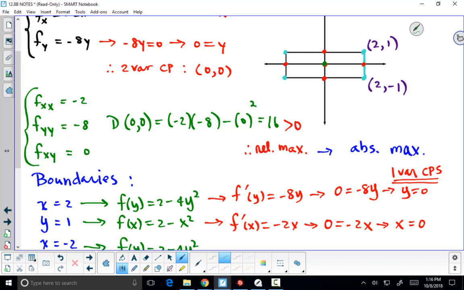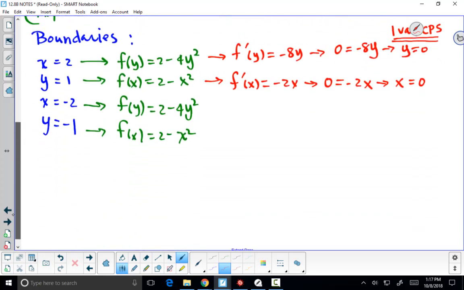So this right here is a two variable critical point. We used the second partials test to determine that it was a relative max, which turns into an absolute max. These four red points, those are all one variable critical points. So one variable critical points, each of these four right there. And then the four light blue, those are all boundary points. So we have three different things happening: two variable critical points, one variable critical points, and boundary points. So now we have to test all that stuff.